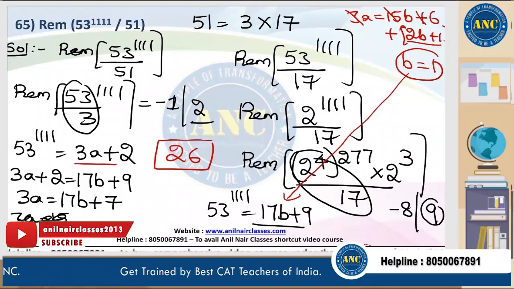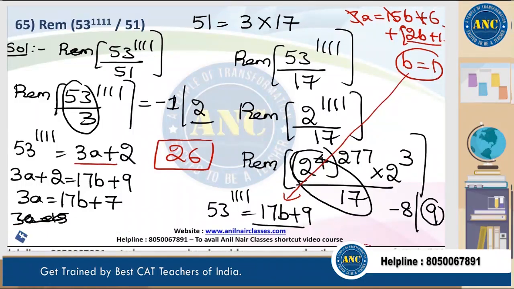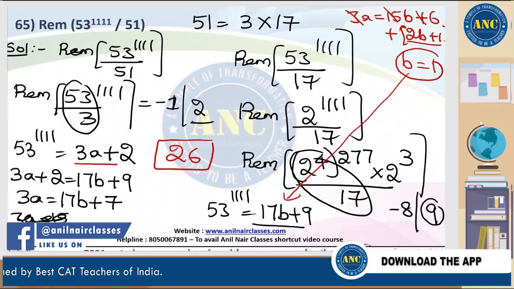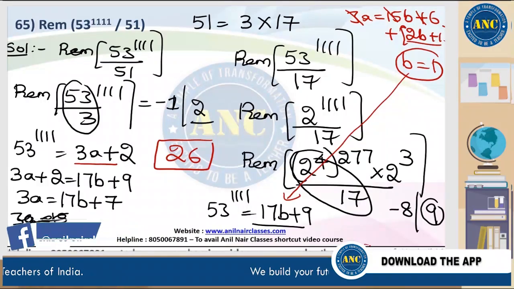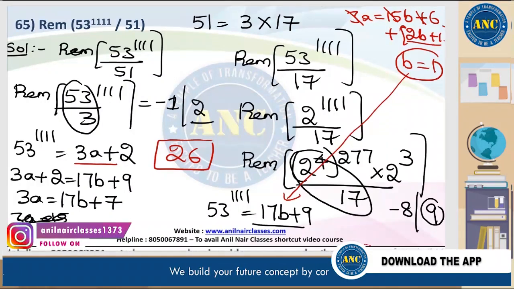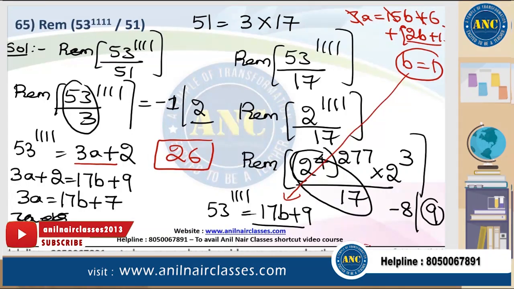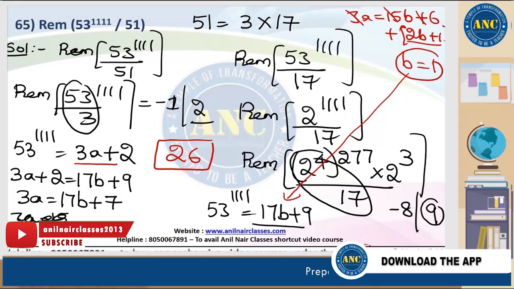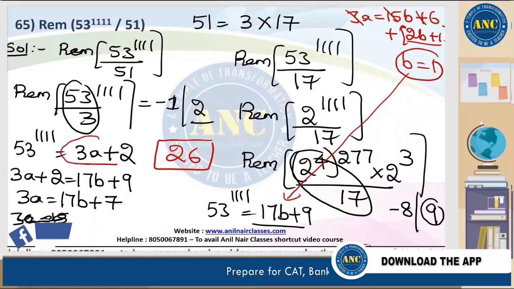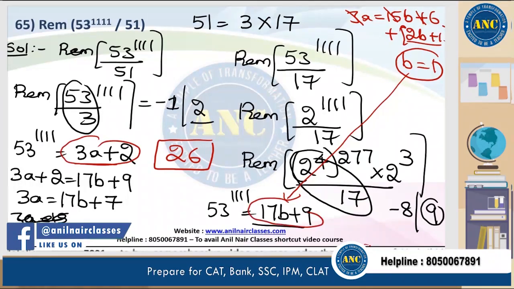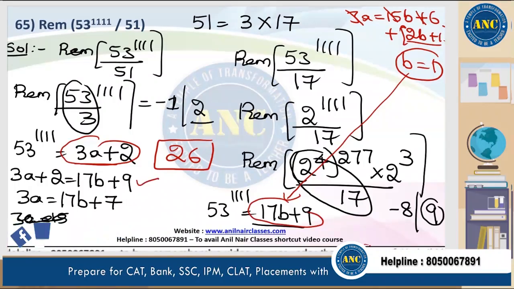So 3a plus 2. 53 power 41 divided by 17. 17 threes are 51, so 2 power 41 divided by 17. 2 power 4 power 10 into 2 cube by 17. 16 by 17 is minus 1, minus 8. Minus 8 means plus 9. So one is 3a plus 2, another is 17b plus 9. I equated both of them.